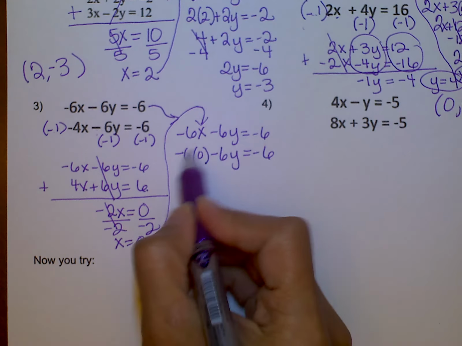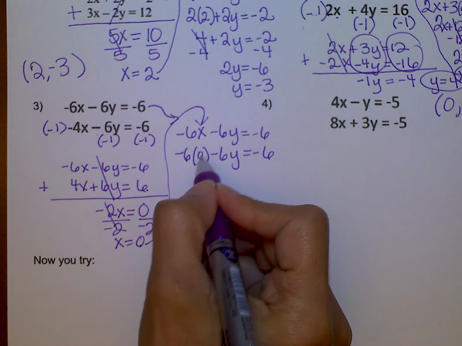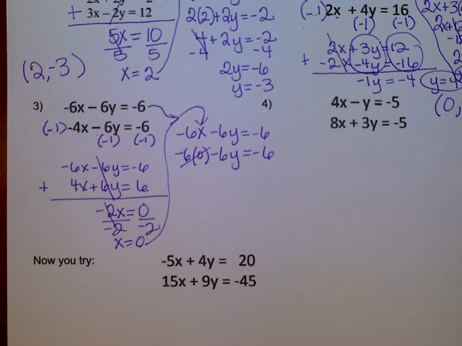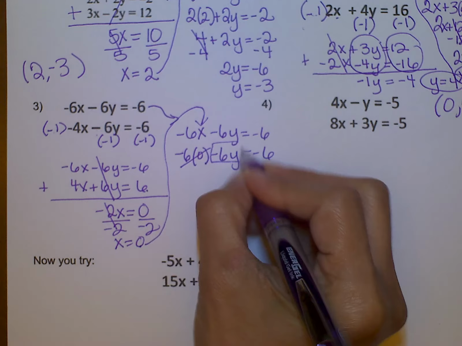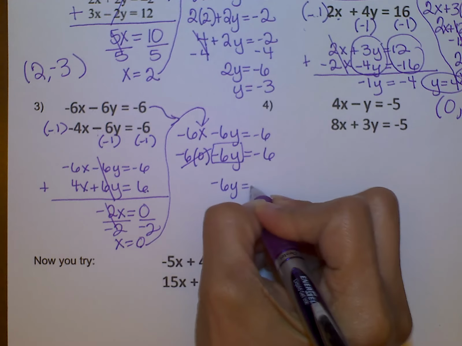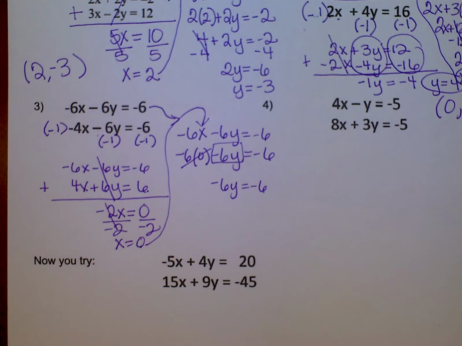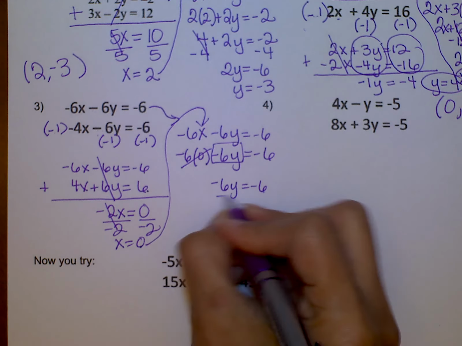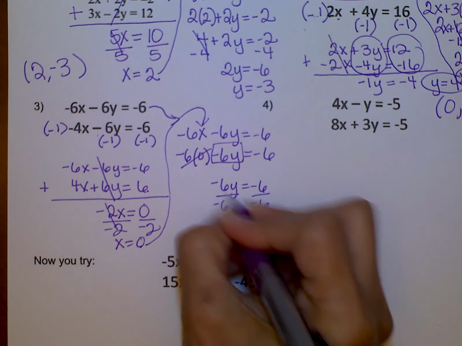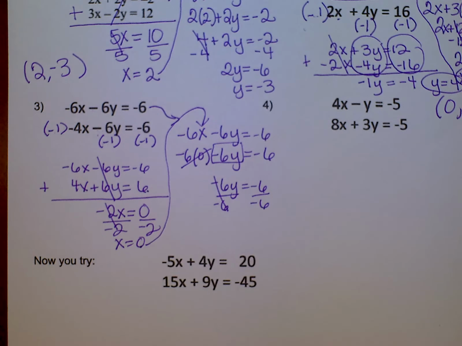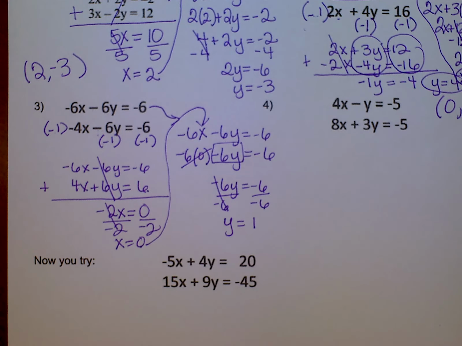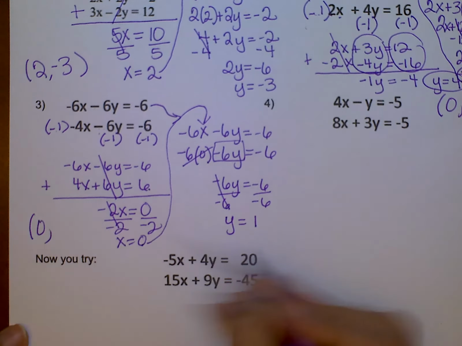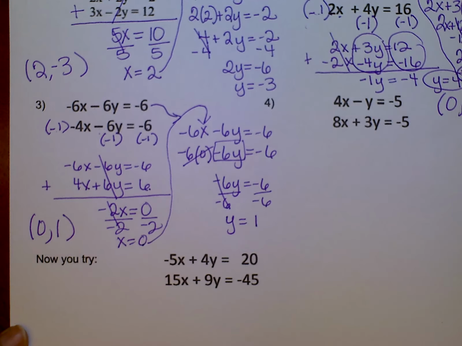So what do I get when I multiply a negative times 0? I don't get anything. It's 0. Okay? Anything times 0 is 0. Well, this is what I've got left down here. Negative 6y equals negative 6. Okay? And then I'm going to divide by negative 6. So y equals 1. So x is 0 and y is 1.